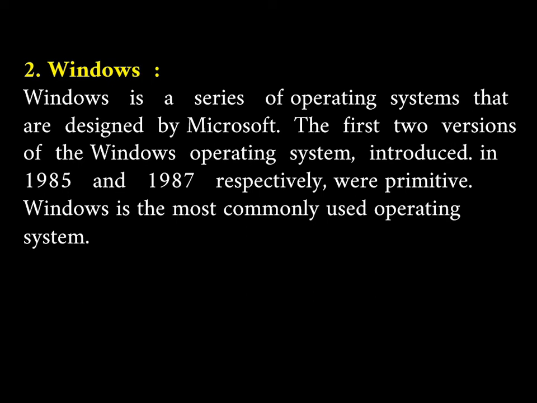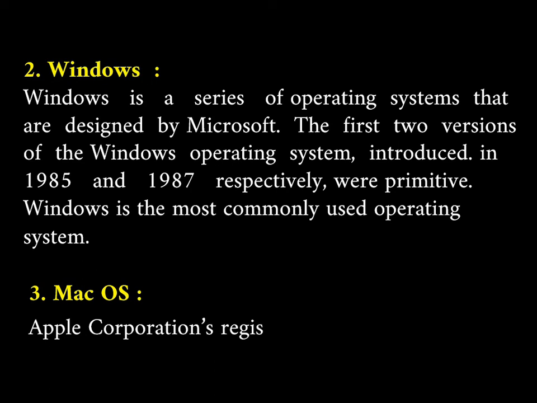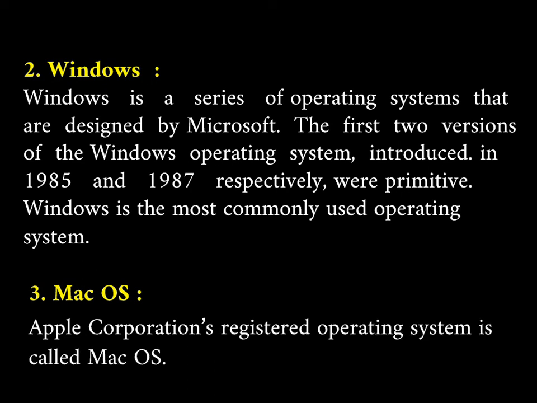But Linux is also an operating system, and it is also a very good operating system like Windows. The next operating system people use is the Mac. This operating system, registered by Apple Corporation, is called Mac OS. Apple phones have this operating system. Apple laptops, if you look at the Mac netbook and all, there you will get the Mac OS operating system. It is registered by Apple.